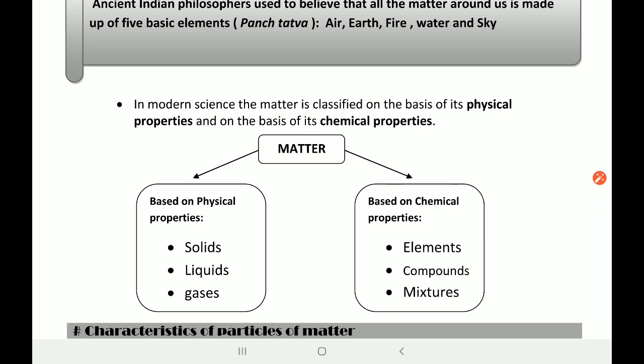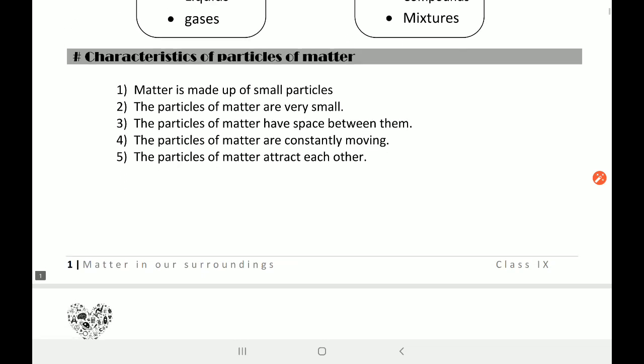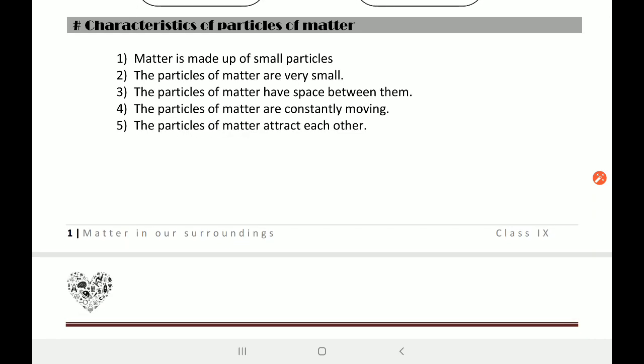So how are these particles? Can we see them? Can you know their properties? All that we will be understanding. Let us talk about the properties of particles. It is a very interesting and important question that you may get in your very first examination: to write the characteristics of particles of matter. So let us discuss them one by one.